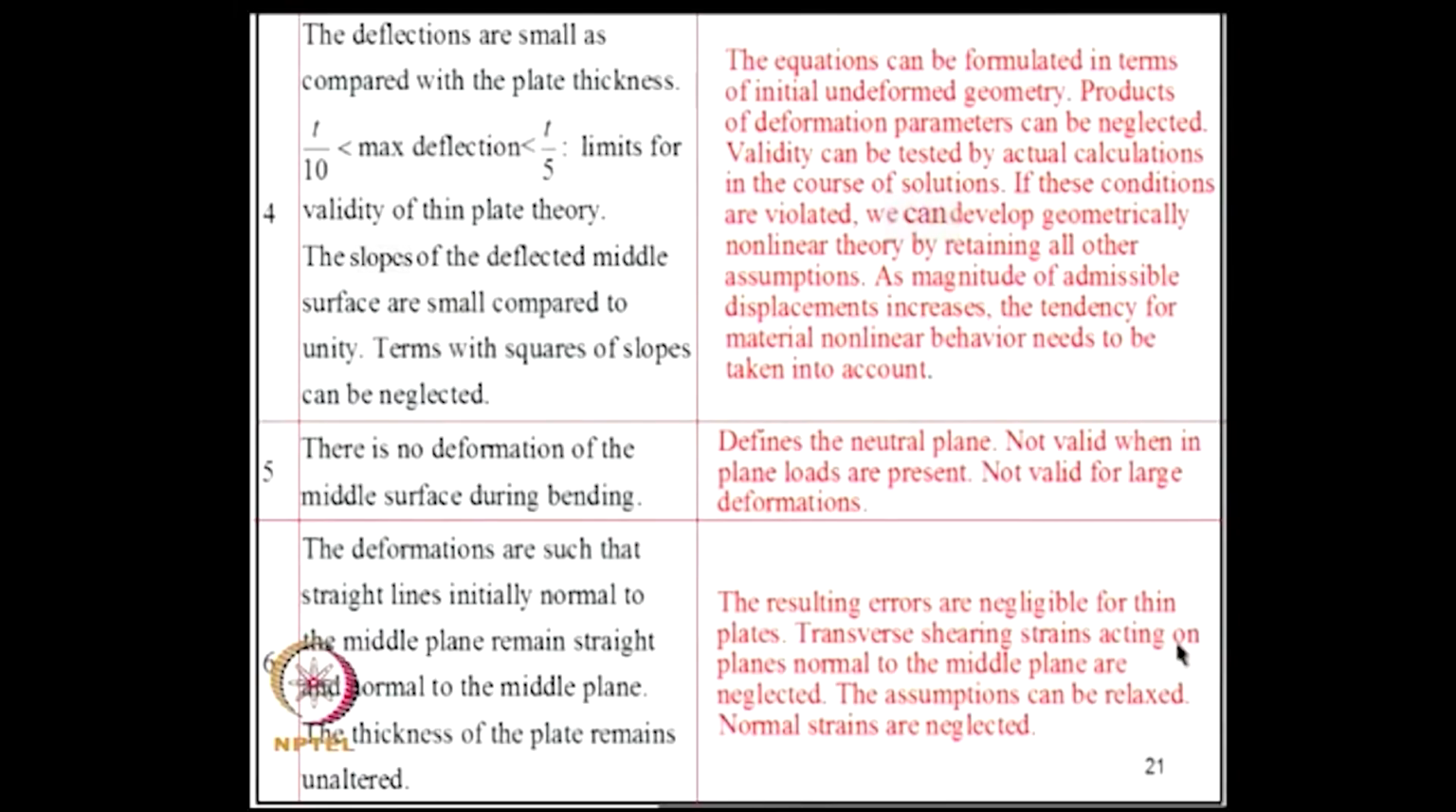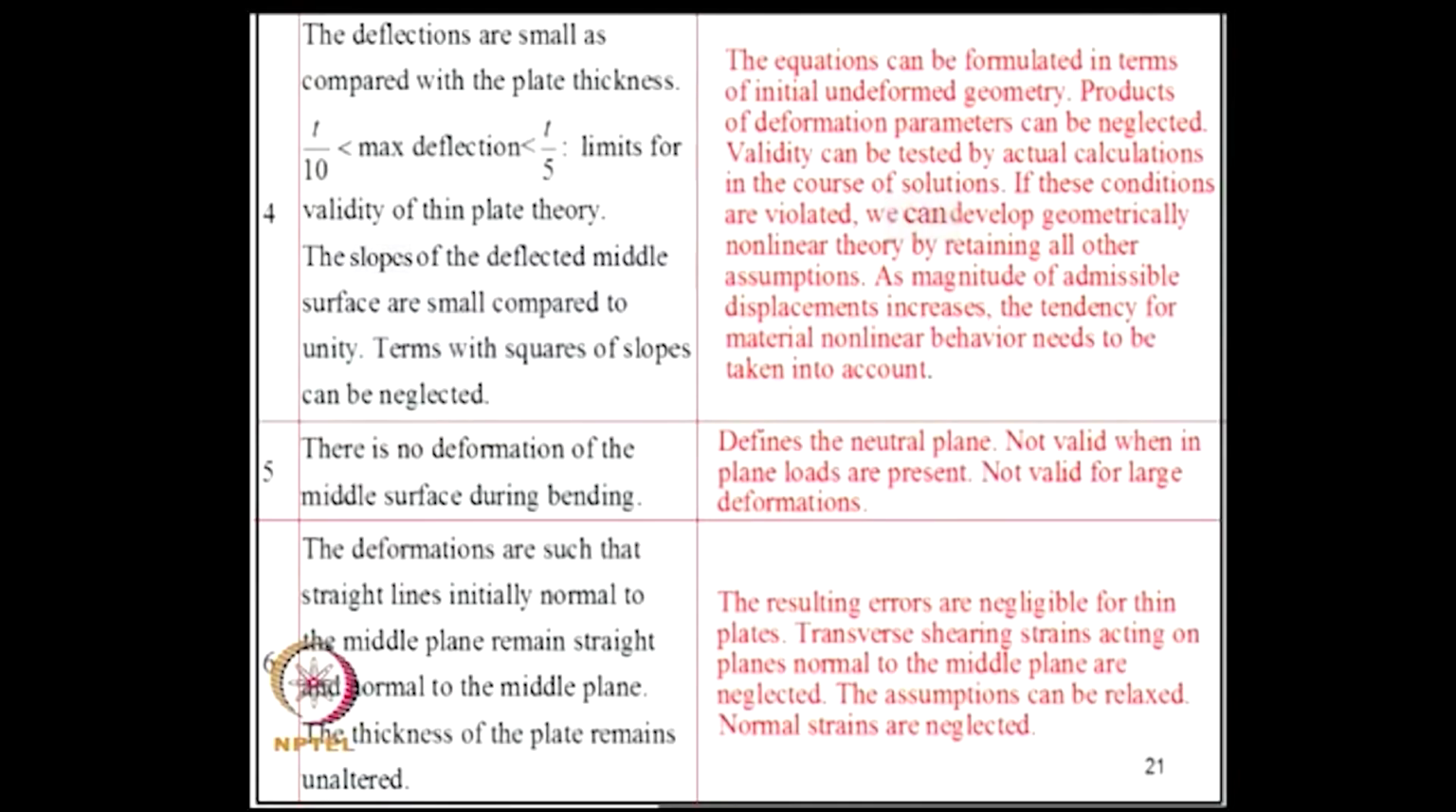The transverse shearing strains acting on planes normal to the middle plane are neglected. The assumptions can be relaxed. These assumptions are also not fundamental. You can relax these assumptions. For example, while discussing Euler-Bernoulli beam theory, if we include the contribution of shear deformation to transverse deflection, we saw that we can develop an alternate theory known as Timoshenko beam theory. So, the assumptions that we are discussing here in the context of plates are the Kirchhoff law assumptions.